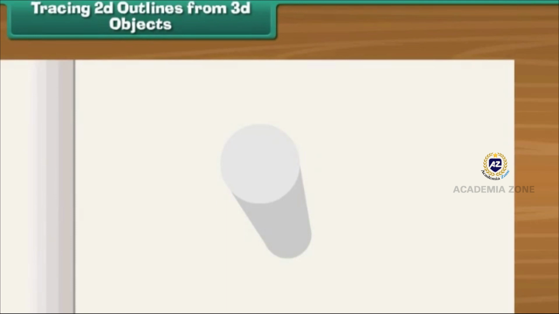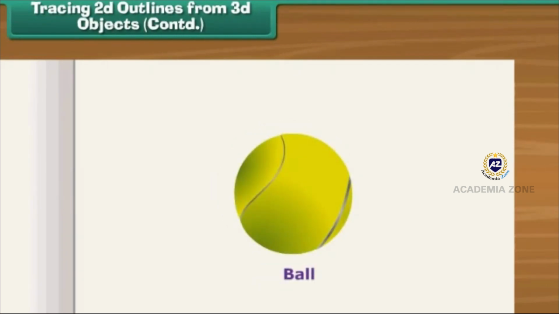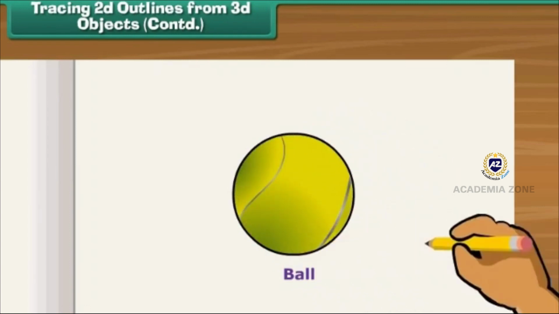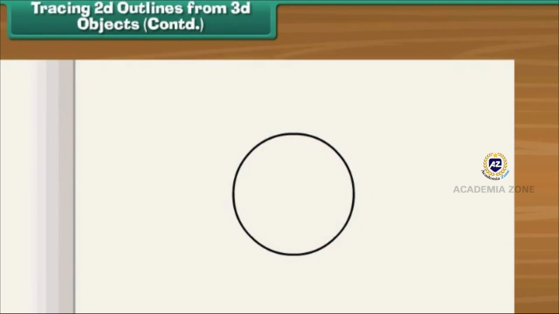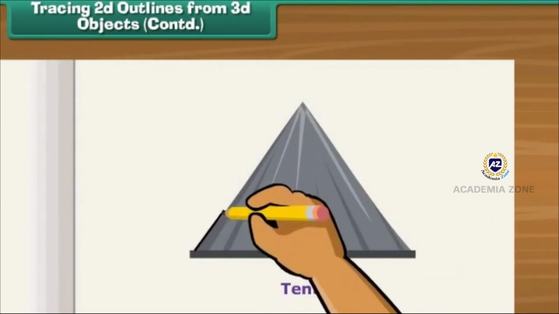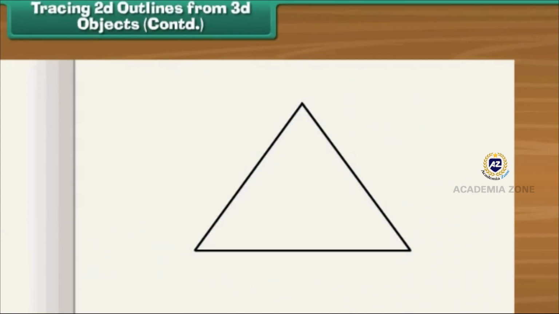Place a chalk vertically on a sheet of paper. Draw a line along its outer edge. Remove the chalk. You can see a circle on the sheet. Place a ball on a sheet of paper. Draw a line along its outer edge. Remove the ball. You can see a circle on the sheet. Place a miniature tent on a sheet of paper. Draw a line along its outer edge. Remove the tent. You can see a triangle on the sheet.